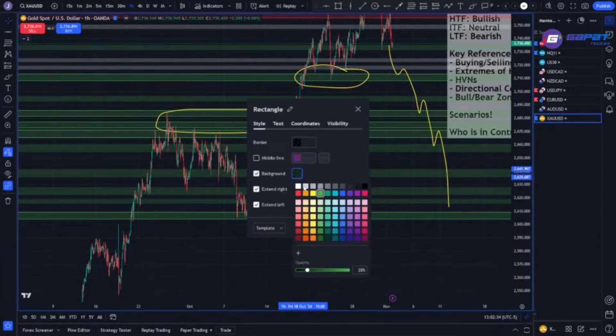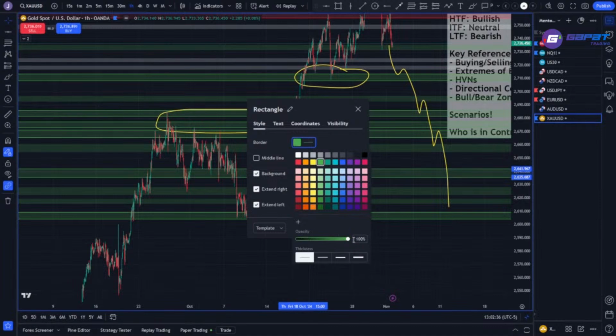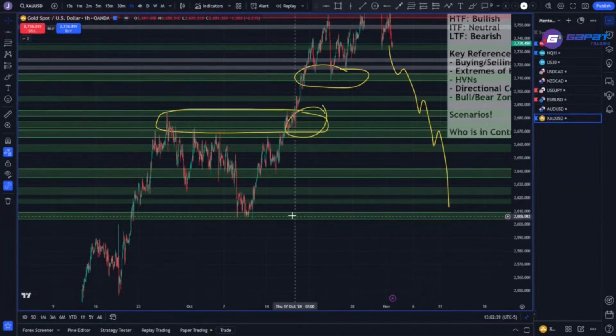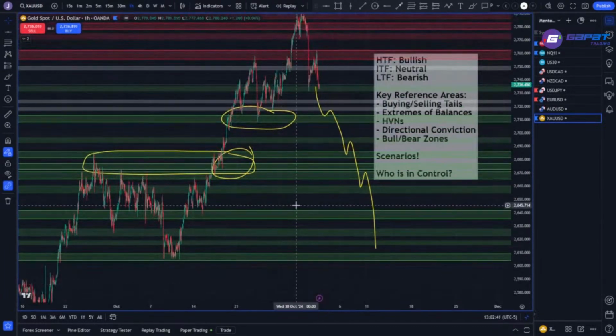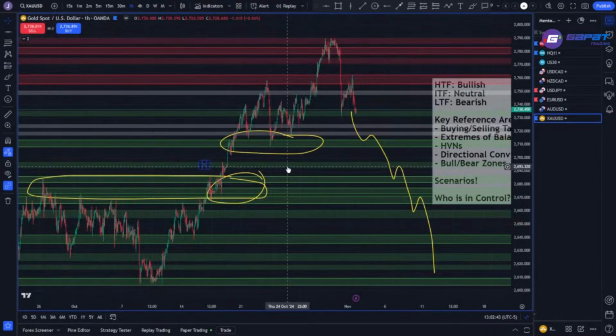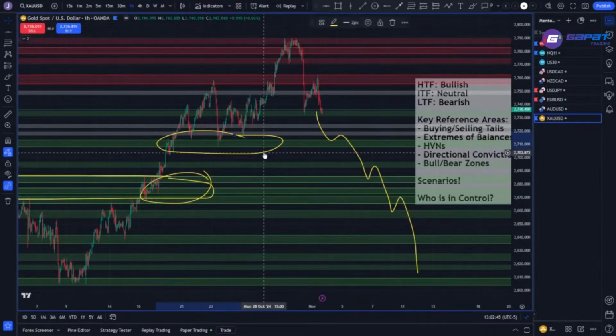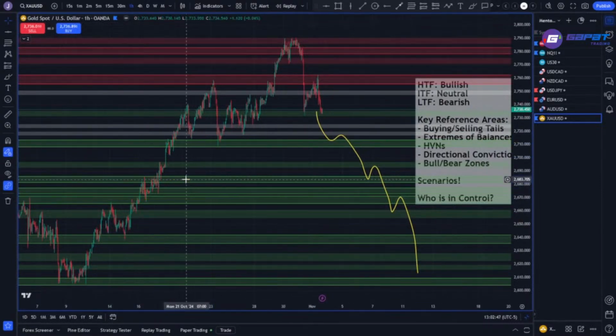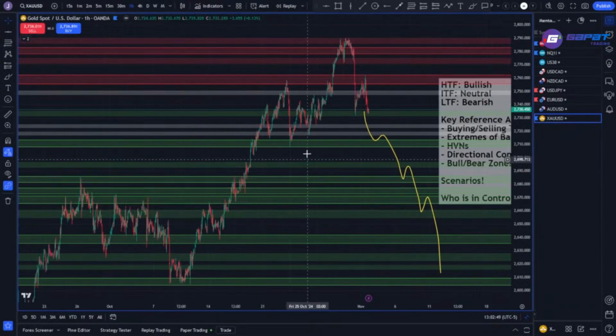This is also an important spot. But I would still have this as the more important location. So I would be fading all of these to the long side. I would have limit orders at all of these major levels of support.